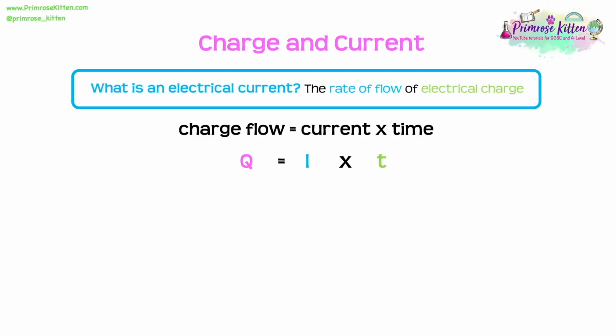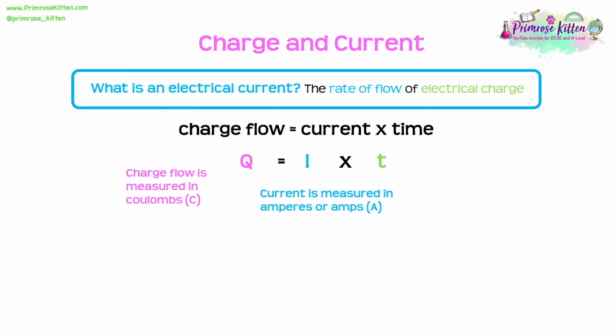Now it's important that we know that charge flow is measured in coulombs, current is measured in amperes or amps, and time is measured in seconds. So if we ever have a time given to us in hours or minutes, we do need to convert it to seconds. Now, of course, everybody's math skills is slightly different.